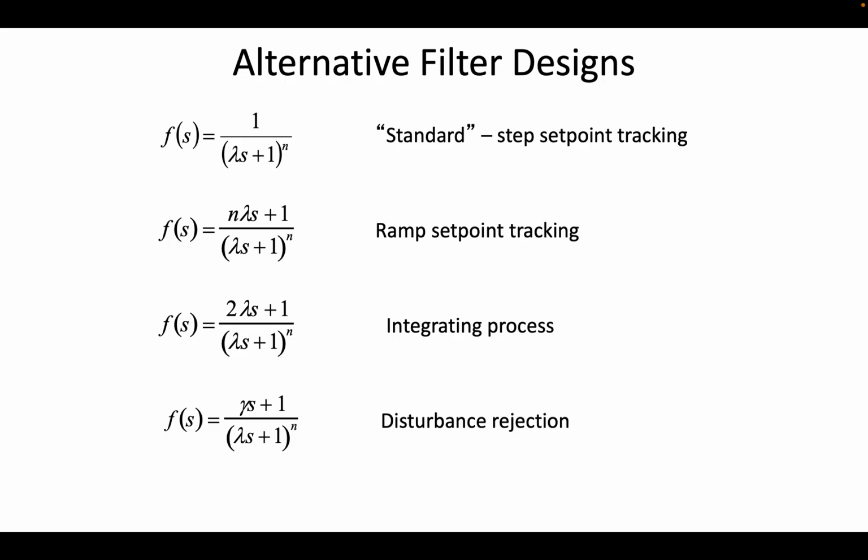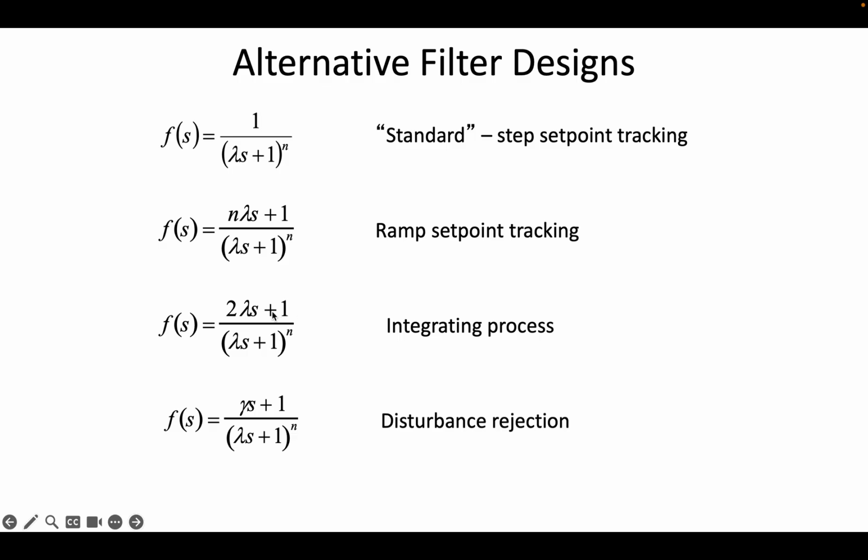Now, we mentioned a first order filter, and that's fairly standard when we're worried about set point tracking. There are other forms of the filter. We'll tell you in specific examples which one of these forms that we may want to use. If we're dealing with a batch system, we want to track ramps rather than steps, we may have this type of form. If we have an integrating process, we might have this type of form.